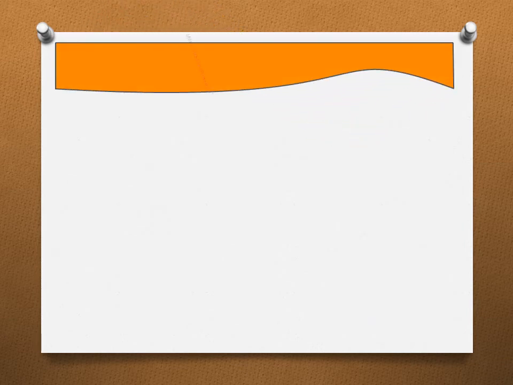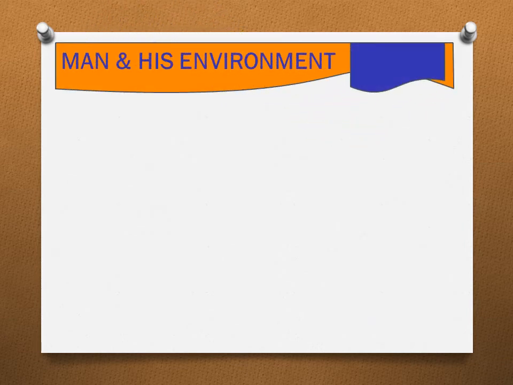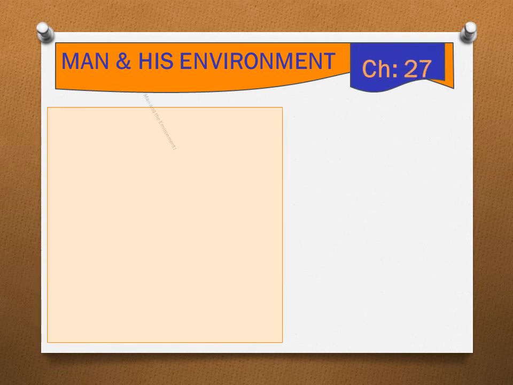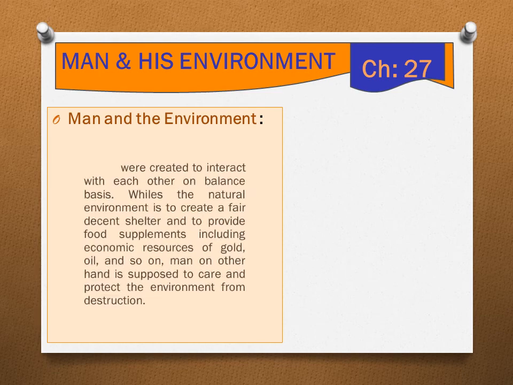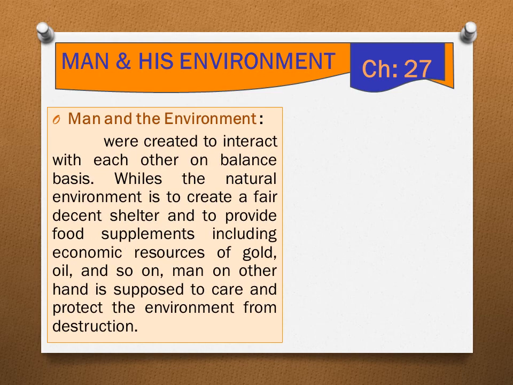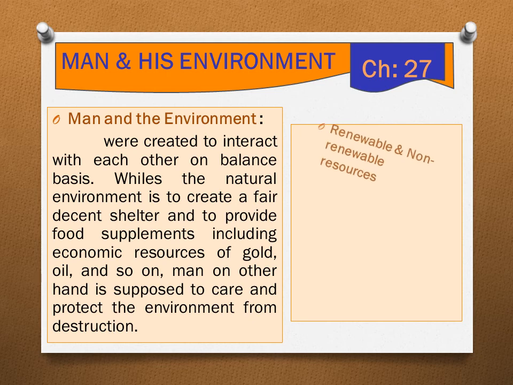Man and his environment. This is the last chapter of this book. In this chapter, we study the interaction of living organisms, or man, with their environment. We also study the different types of habitats which different organisms use for their shelter. There are a lot of resources upon which living organisms depend.